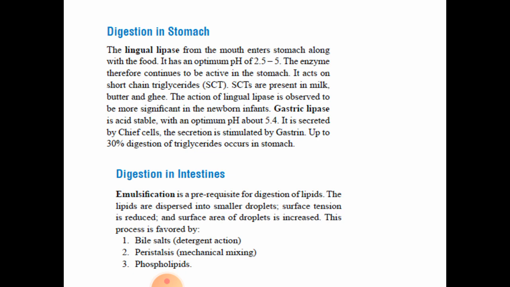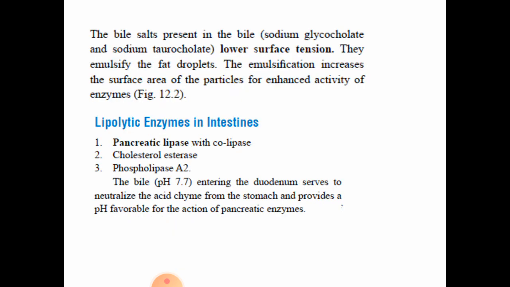can act upon these lipids easily. This emulsification process is favored mainly by bile salts, which are present in the bile. They lower the surface tension and emulsify the fat droplets. The emulsification increases the surface area and enhances the activity of the enzymes, mainly those present in the intestine.